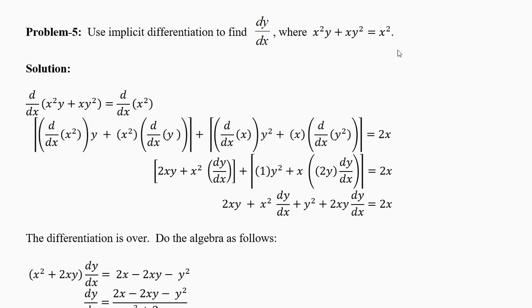X square is on the right. Derivative of x square is 2x. So keep copying 2x in all the steps. Now x square is like u and y is like v. So derivative of the first function into second function. Derivative of the first function is 2x into y. You get 2xy. First function into derivative of the second function. What is the derivative of y? Dy by dx. So x squared dy by dx.